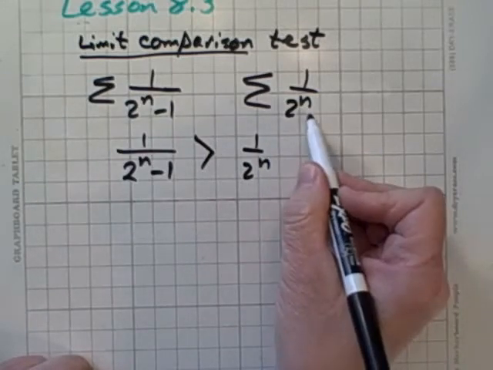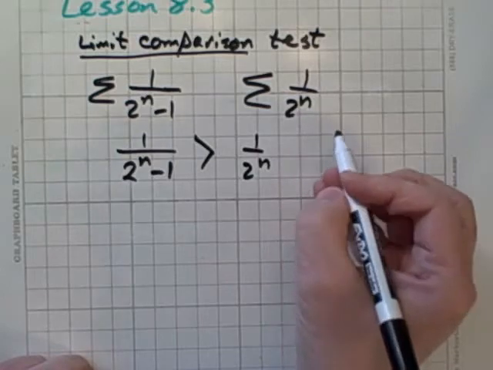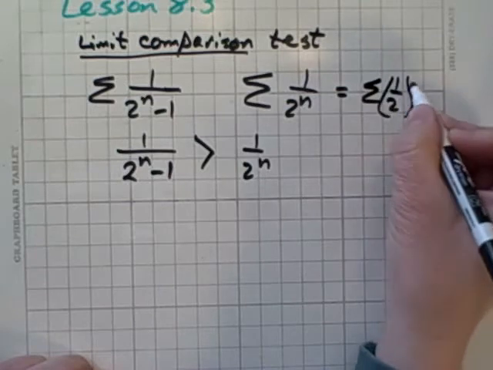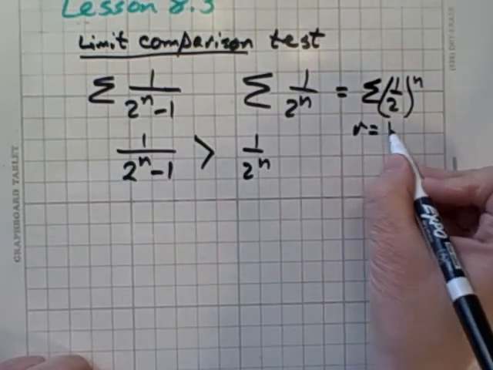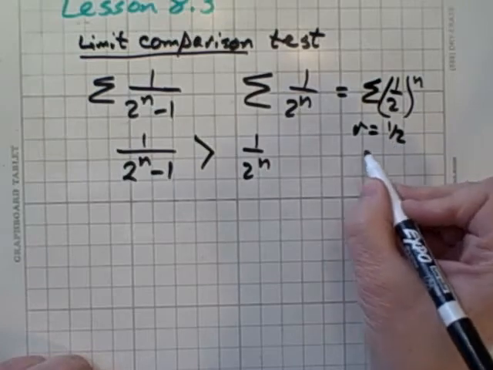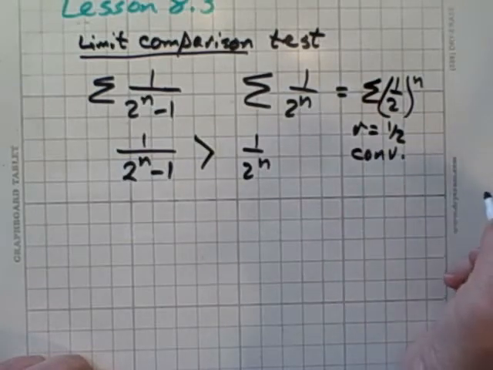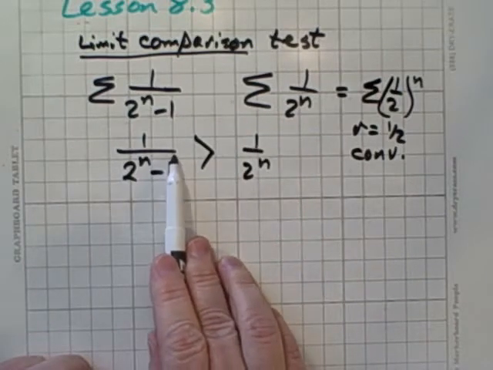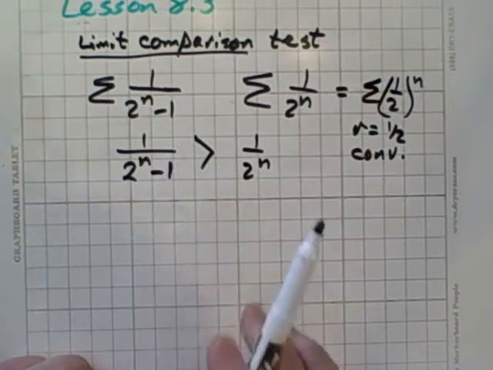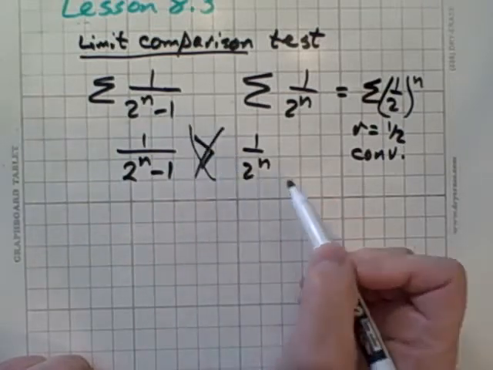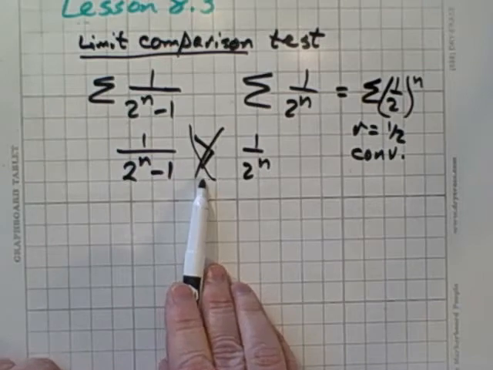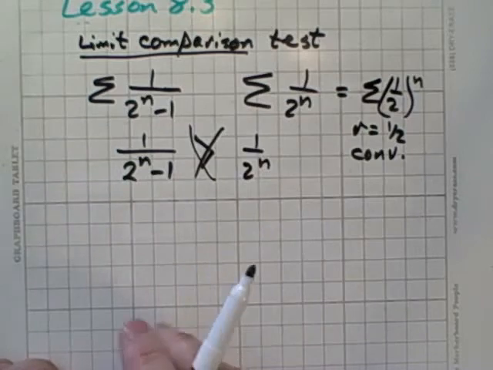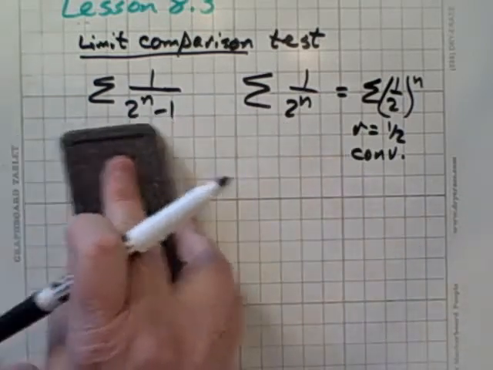Problem is, we know that this series converges because it's geometric. If we think of it as 1/2 being raised to the nth power, r is 1/2. Since it's smaller than 1, it converges. And that means this series is convergent. In order to force the other to be convergent, it would have to be bigger, but it's backwards from what we need. So when this happens, that the natural comparison doesn't seem to meet the inequality needed to carry out a regular comparison test, we resort to the limit comparison.